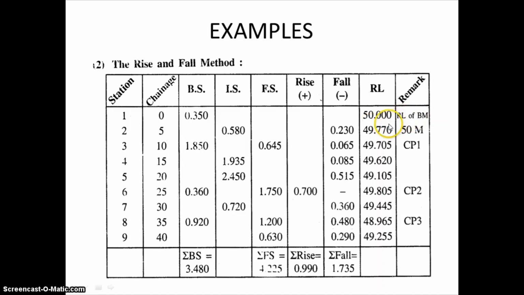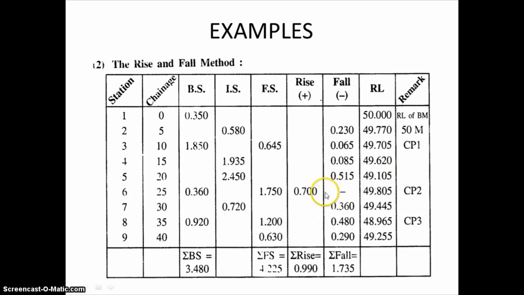Now come to the RL value calculation. The RL of the benchmark is already given. You have to deduct your fall value 0.230 from 50. You will get 49.770, the RL of station number 2. Then 0.065, you have to deduct this fall value again from the current RL, not from 50. So 49.770 minus 0.065, you will get the new RL, that is station number 3, 49.705. Then again 0.085 you deduct from 49.705, you will get 49.620. Again 0.515 you deduct from 49.620, you will get 49.105.